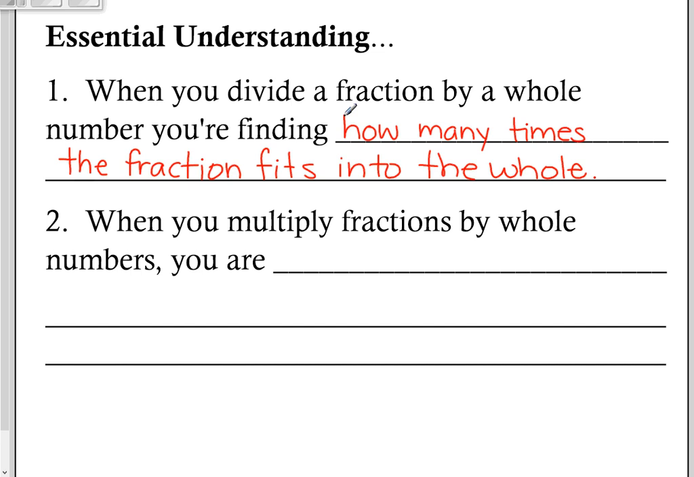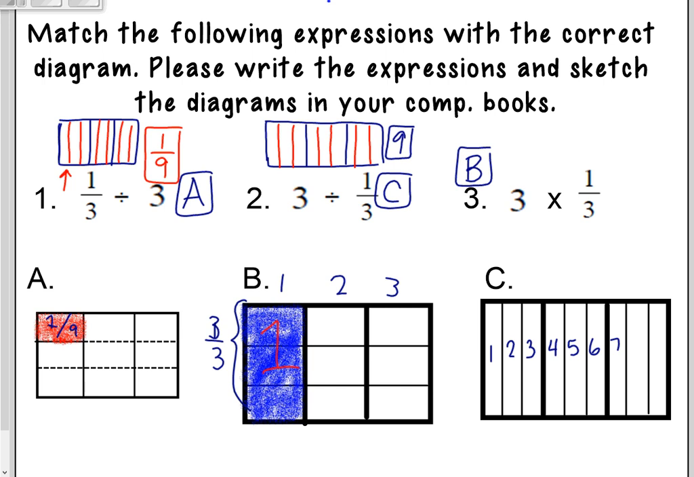I want to go back to the previous page so that you can see that real quick. If I go back and I have 3 divided by 1/3, what I'm trying to find out is how many 1/3 fit into 3. If I have 1/3 divided by 3, as you see in number 1, I'm trying to figure out how much each part will equal, and there's 1/9. How do I explain that better? Okay, each part is equal to 1/9.